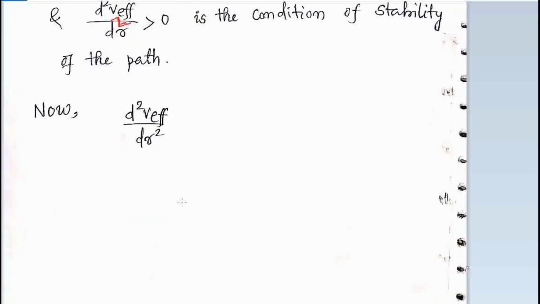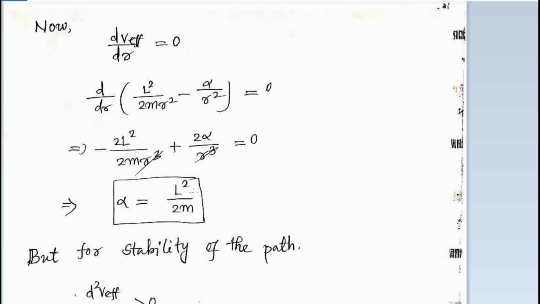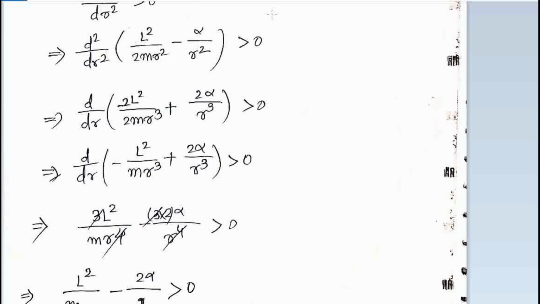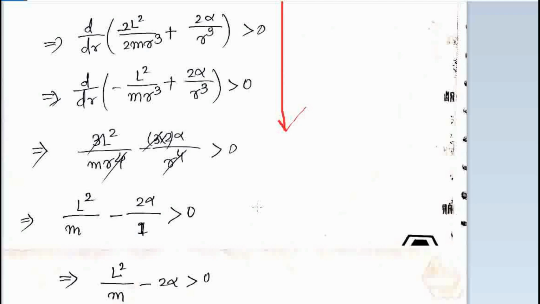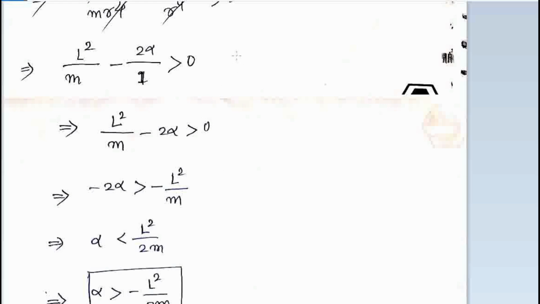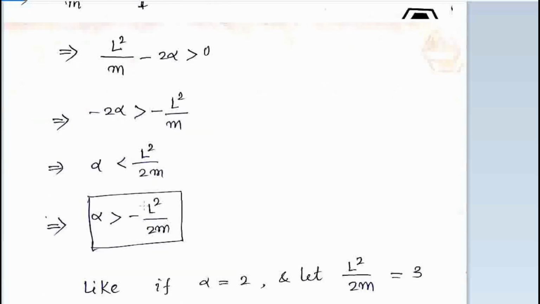Okay, so if you apply both formulas, then you will get alpha equal to L square by 2m for this case, and for the stability case you will get... you see, this is a simple derivation. It's nothing but only derivation, plus physics and mathematics. So if you apply this and derive this, you will get alpha smaller than L square by 2m. If alpha is smaller than L square by 2m, that means what? Alpha greater than minus L square by 2m.